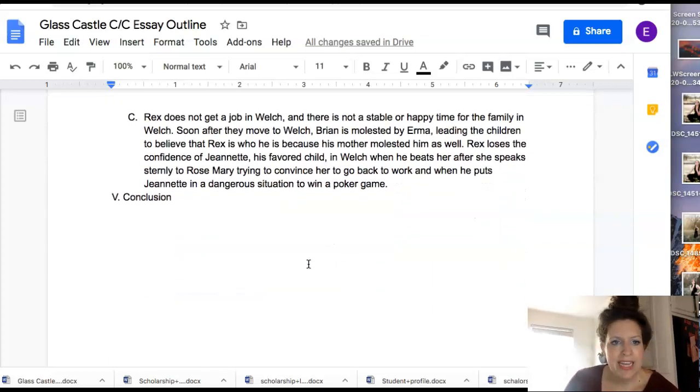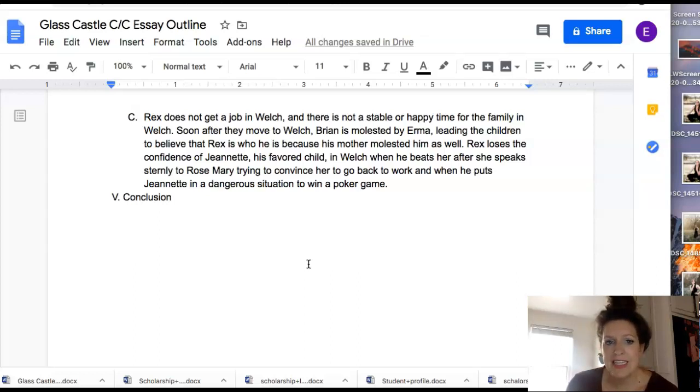She also has a more negative perspective about her father by this point. Initially, when they moved to Welch, Brian is molested by Irma, and so the children have a more clear idea of where their dad came from and perhaps why he is the way that he is, the decisions that he is making. But at the same time, he does several things, like when he spanks her for talking back to her mom, or when he takes her to the dangerous poker game, right, puts her in danger there, that she really becomes disillusioned with him as a father. So that change happens in Welch.